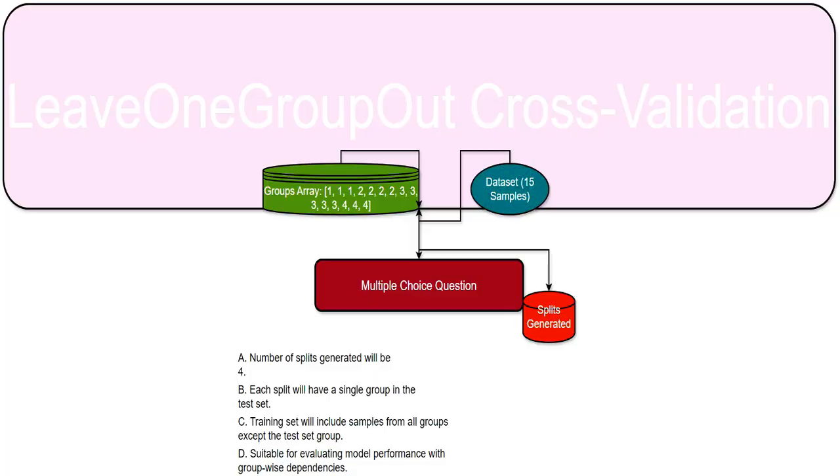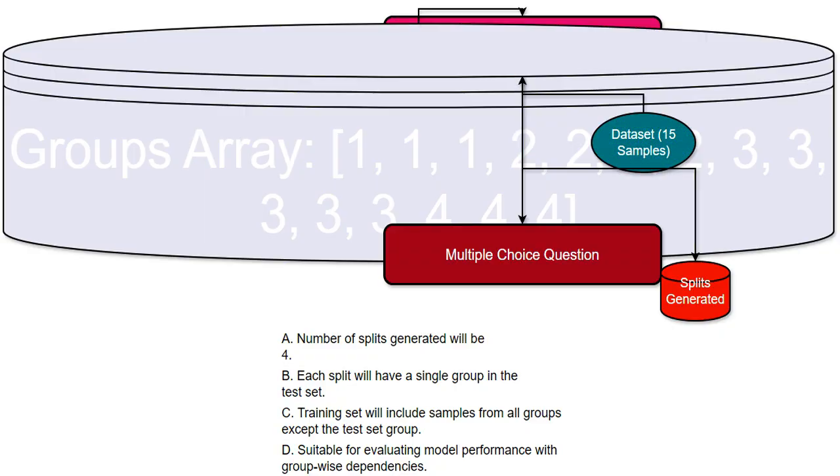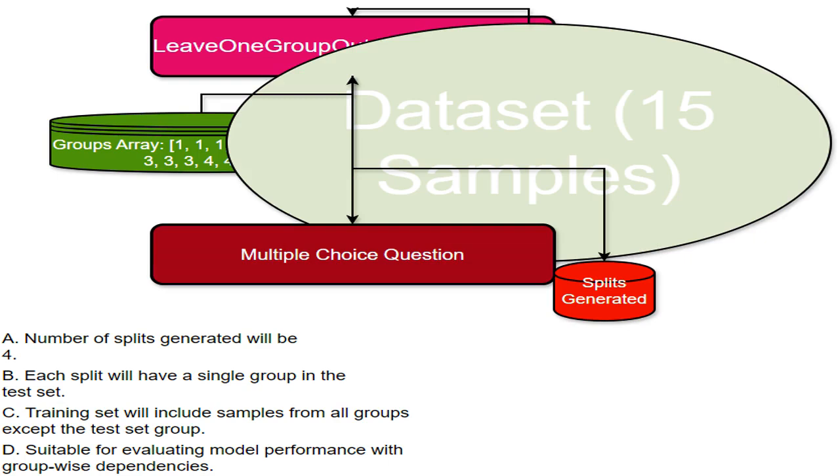between those sets. This array tells me how the 15 samples are grouped. Notice there are 4 distinct groups: 1, 2, 3, and 4. Each number represents a different group, and the repetition indicates how many samples belong to each group. I have a dataset with 15 samples in total. The groups array helps to divide these samples into distinct groups for cross-validation purposes.